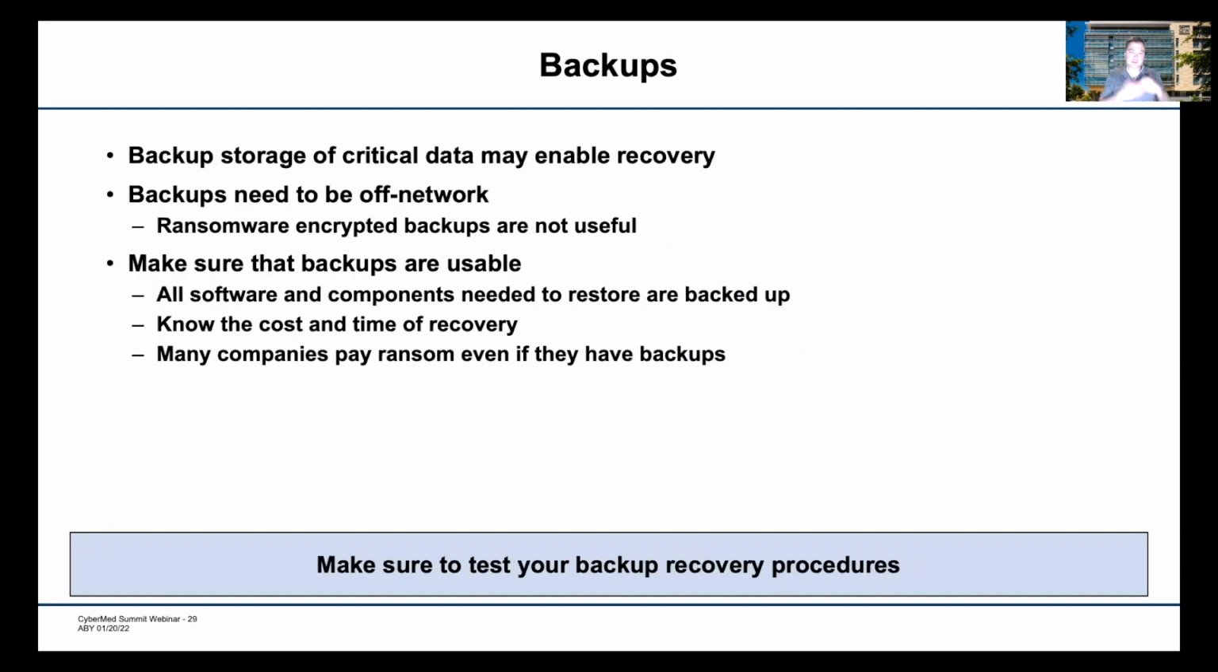And finally, of course, the big thing is backups. Make sure you have your critical data backed up to enable recovery in case your data is encrypted. It's important that these backups are off network, because if they're on the network, the attacker will just find them and encrypt them as well. And make sure they're usable, right? So actually test your recovery procedures. Make sure that you can recover from your backups. In fact, there have been many companies that have chosen to pay the ransom even though they have backups, because they never tested what the cost was or how long it would take to recover from their backups.